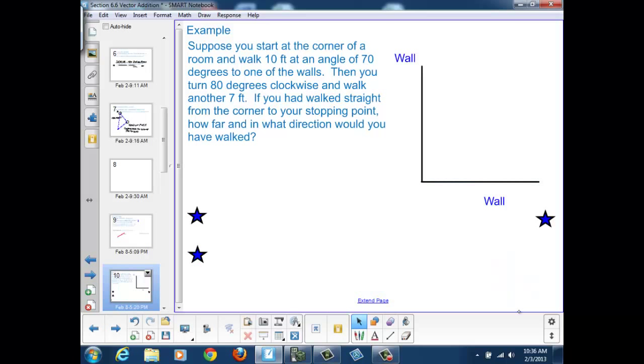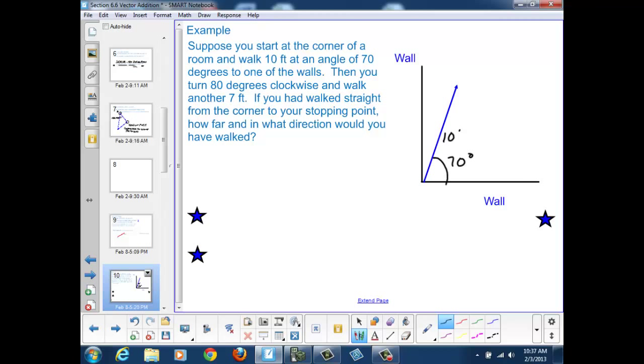So here's an example. Suppose you start at the corner of a room and walk 10 feet at an angle of 70 degrees to one of the walls. So let's draw that in. From the corner of the room, we're going 10 feet at an angle of 70 degrees. We'll say that's 10 feet. Okay? So 10 feet and 70 degrees.